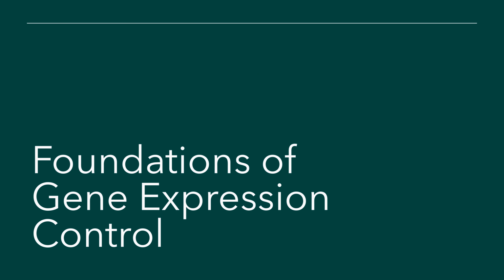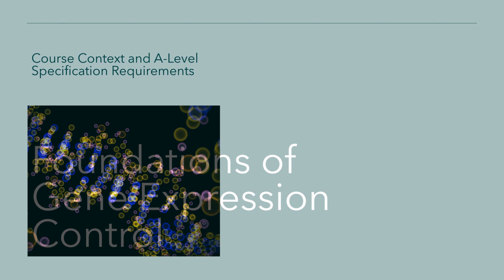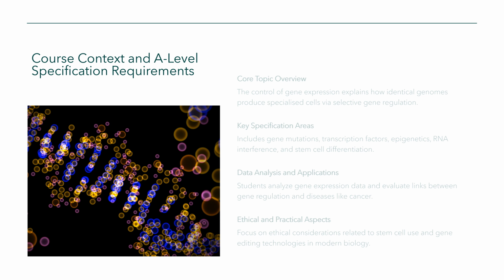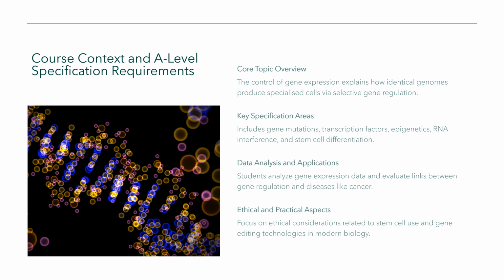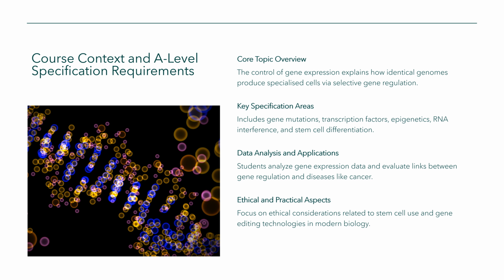Cause, context and A-level specification requirements, from gene to protein, where control occurs. The control of gene expression builds knowledge on DNA structure, transcription, translation, and protein synthesis. It explains how cells with identical genomes can develop into highly specialized cell types through selective gene expression, and that regulation of transcription and translation enables cells to control their metabolic activities, respond to internal and external stimuli, and develop specialized functions within tissues and organs. It integrates molecular biology with whole organism outcomes, linking genotype to phenotype through regulated protein production.